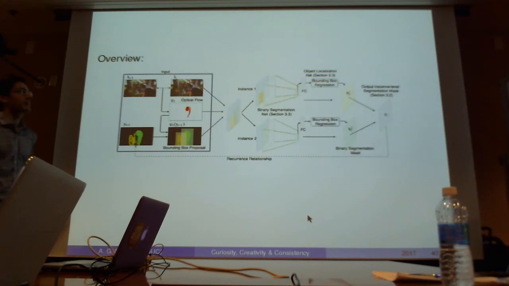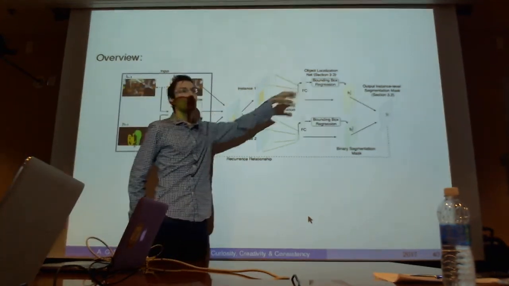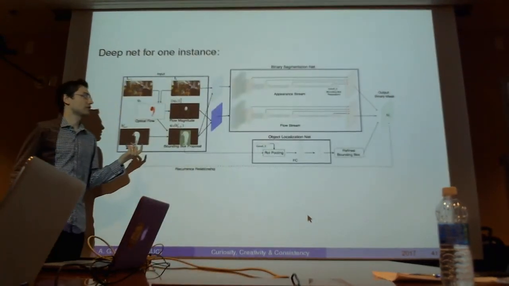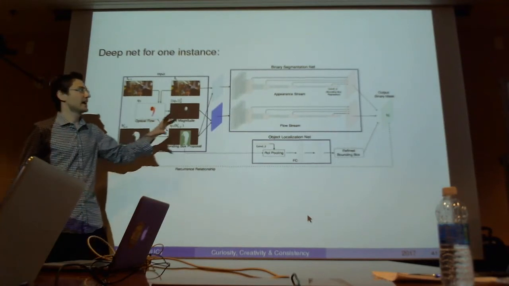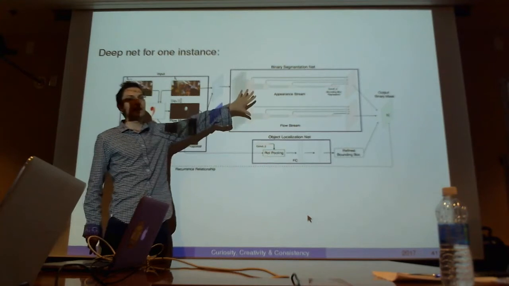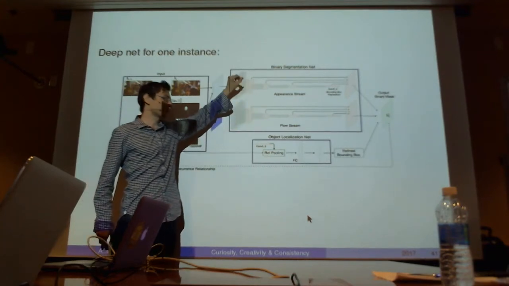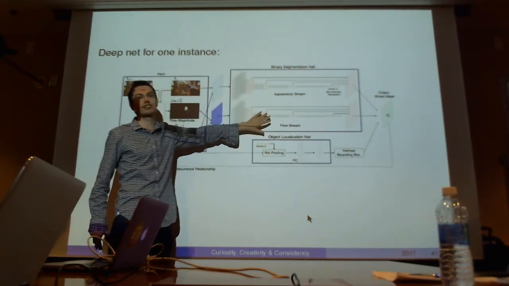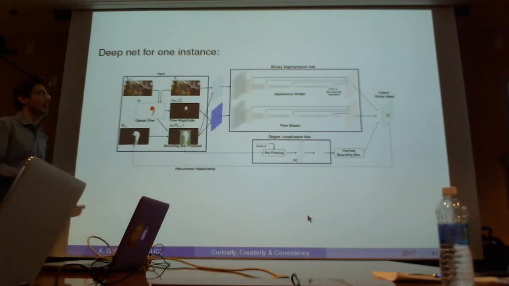Now, to break those neural net parts down a little more, they consist of 2 neural nets, actually: the binary segmentation net and the object localization net. And the binary segmentation net consists of what we call 2 streams, an appearance stream and a flow stream. And those are fairly standard neural nets, I'd say.